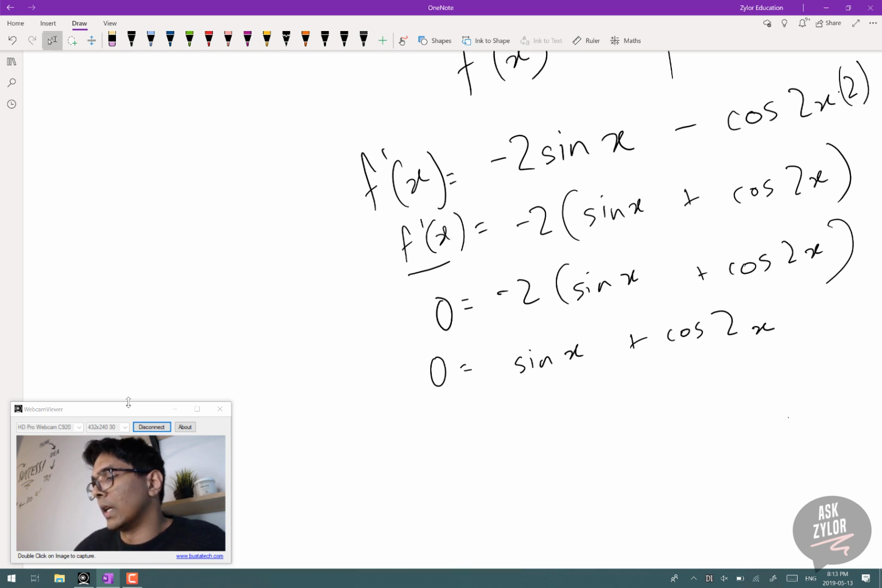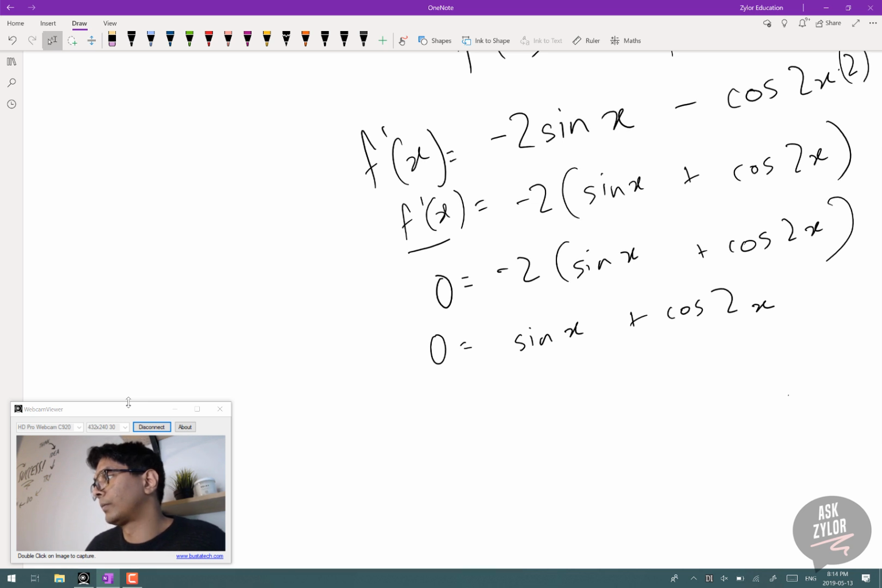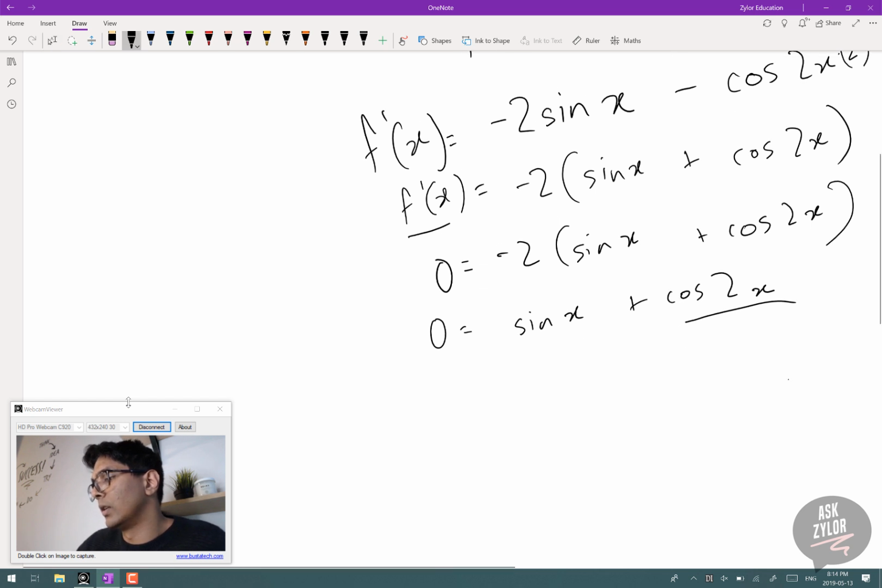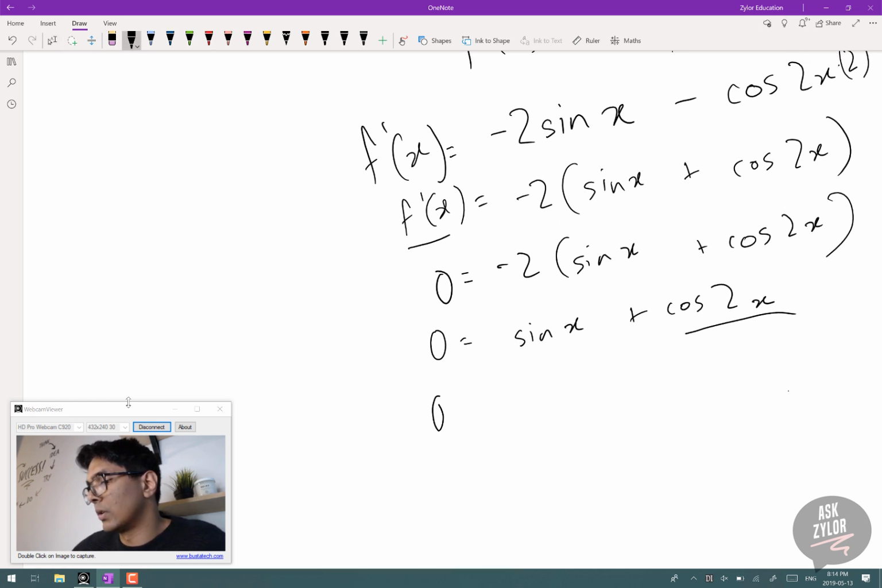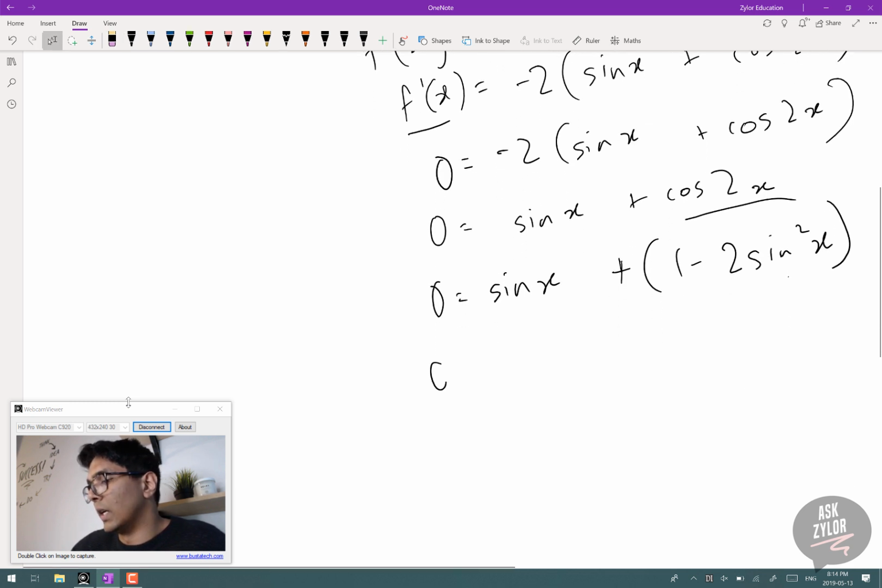Right? And then I can bring one term to the other side, or I can try and factor this. I can replace the cos 2x with 1 minus 2 sine squared x, so 0 is equal to sine x minus, or we'll make it plus, 1 minus 2 sine squared x. Then I'm going to expand and simplify. So that's minus 2 sine squared x plus sine x plus 1.